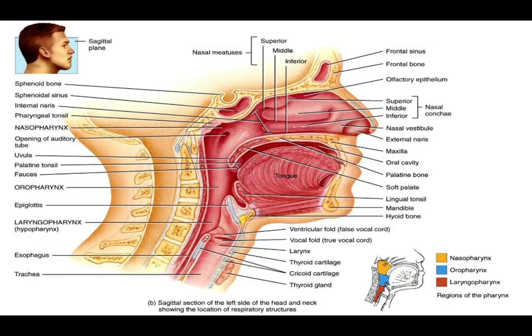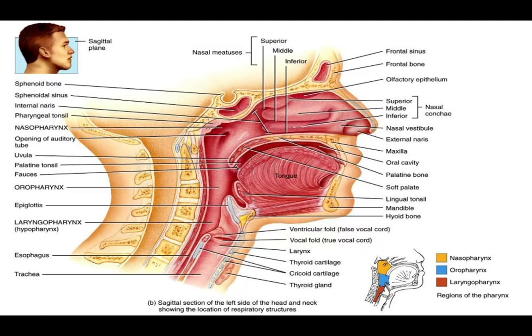Then we have the oropharynx, which is strictly posterior from the oral cavity. It goes basically from the soft palate all the way down to the hyoid bone. Is the hyoid bone on? Yes, it is right here. So it goes from the soft palate all the way to the hyoid bone.